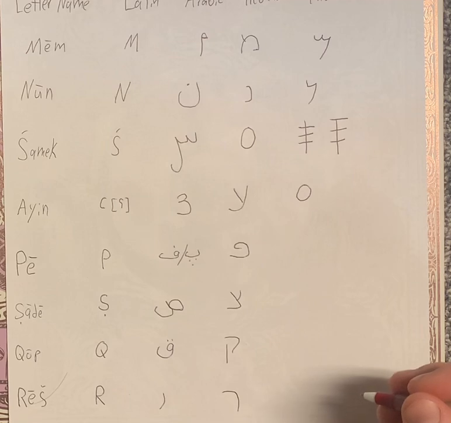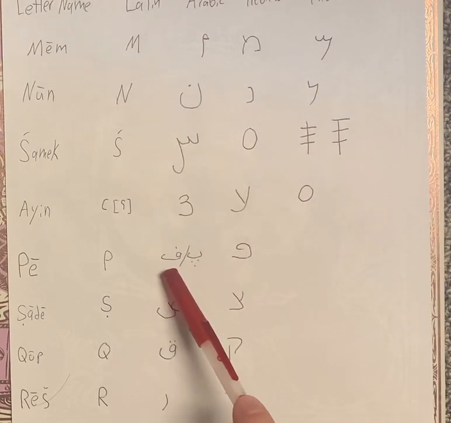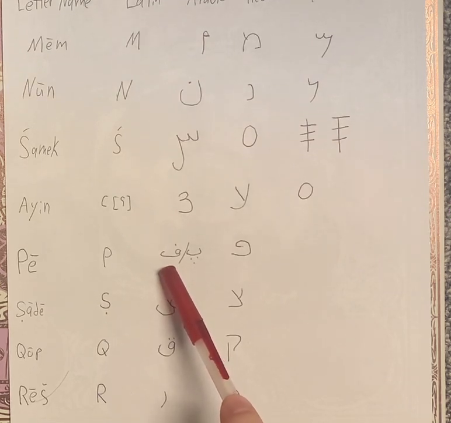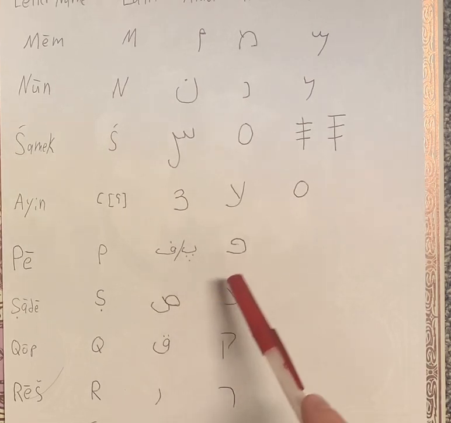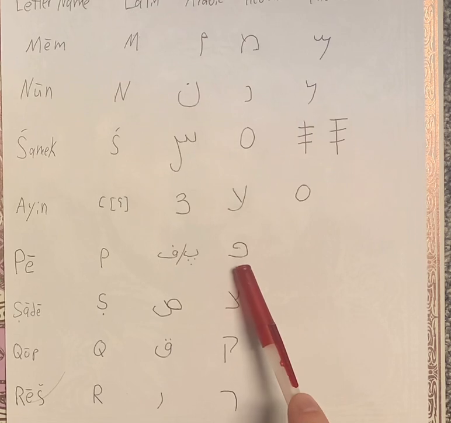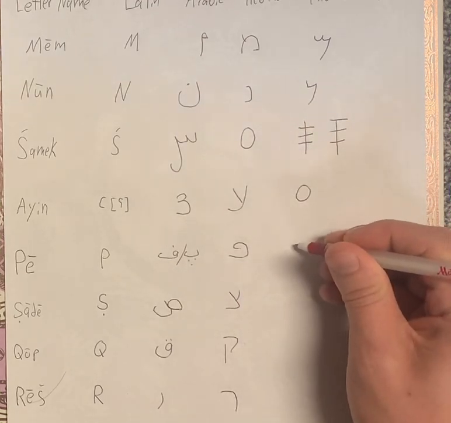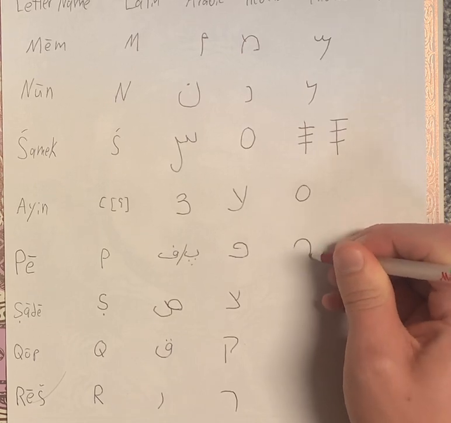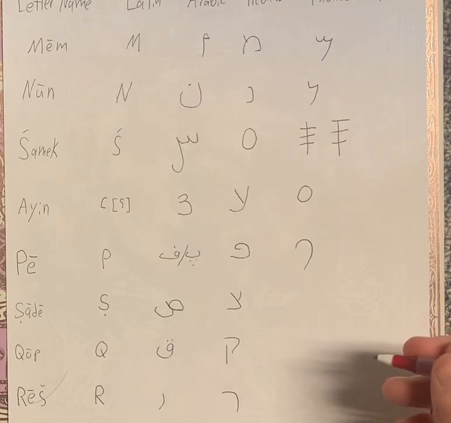Next we have pe. I put the Arabic equivalent as fa because that's what it's etymologically related to, but it makes a P sound, so I also put the Persian P there. And once again, my Hebrew handwriting is not great, so sorry again. And it basically looks like this. I think of it as a candy cane shape.